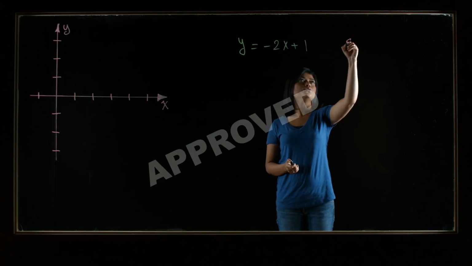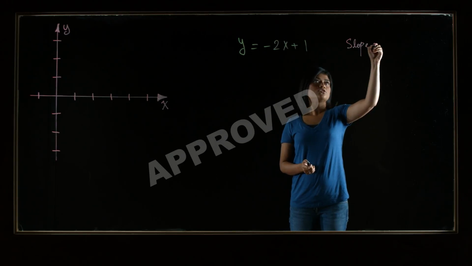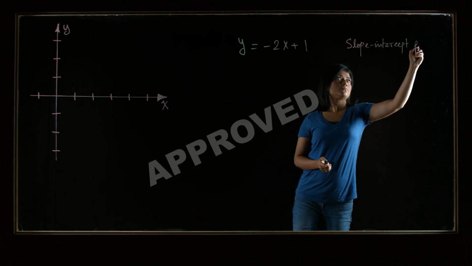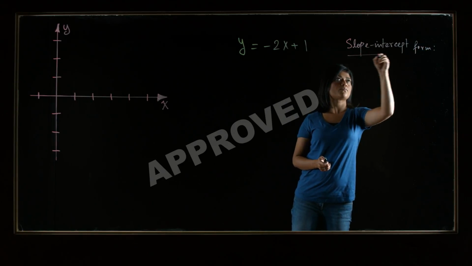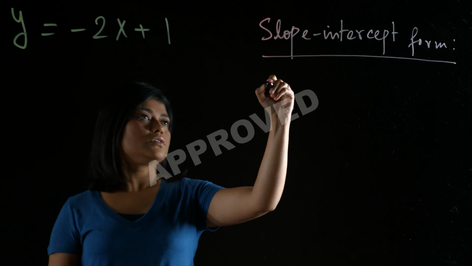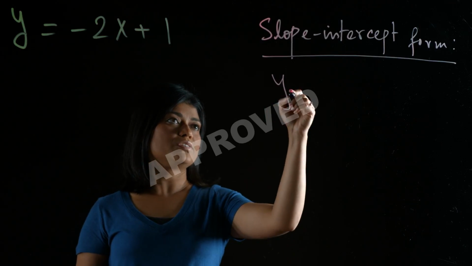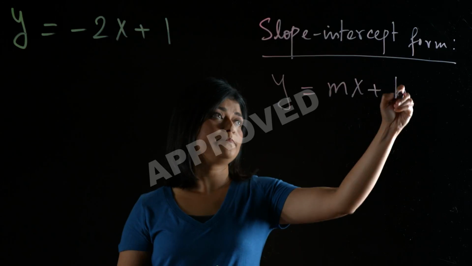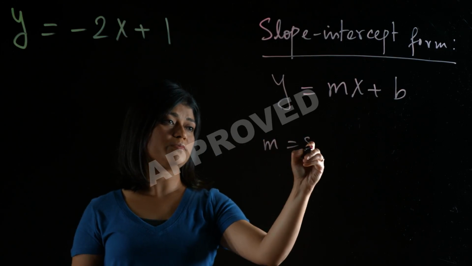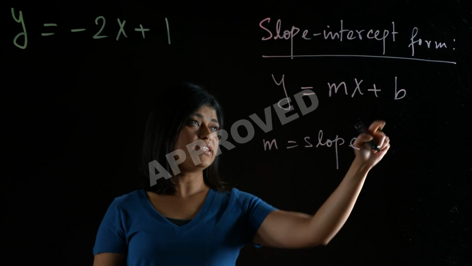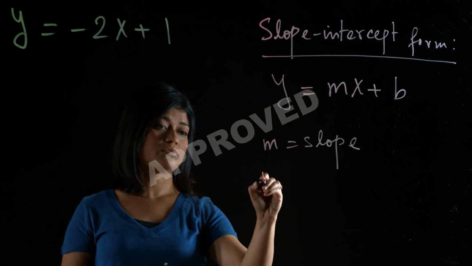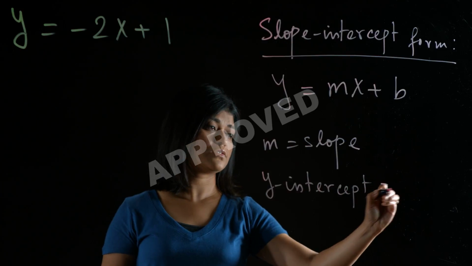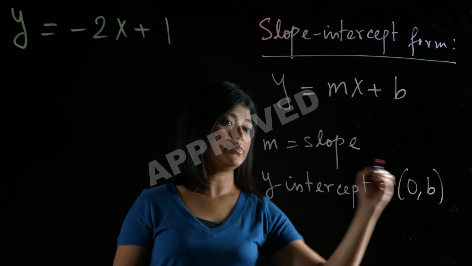So let me remind you what is the slope-intercept form of a line. So in this form, the equation is written as y equals mx plus b, where m is the slope of the line, and this b gives you the y-intercept. So the y-intercept is 0, b.